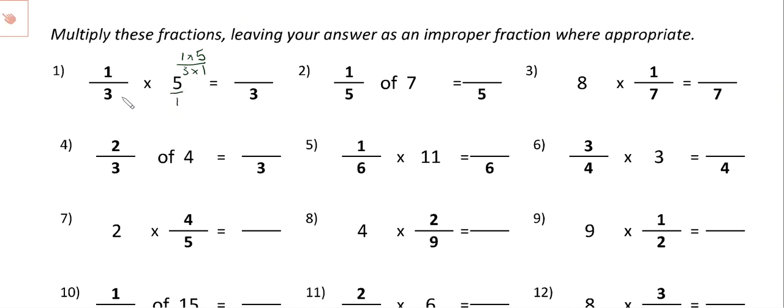So 5 lots of a third is 5/3. 7 lots of a fifth is 7/5. 8 lots of 1/7 is 8/7. 4 lots of 2/3 or 2/3 of 4 is 8/3. Now, let me just ask you, can we convert 8/3 into a mixed number, please?